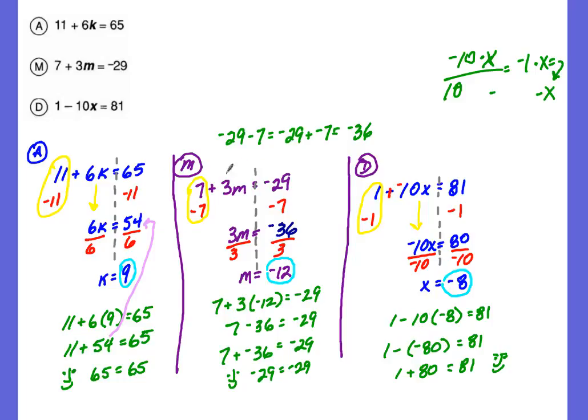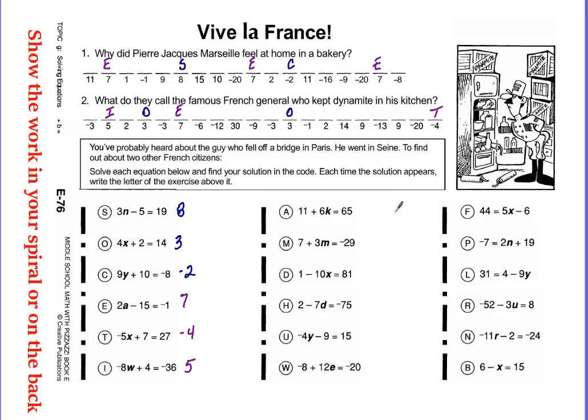So 9, negative 12, and negative 8. Let's put those into our puzzle. Spinning, spinning, getting back. There we go. So 9, negative 12, and negative 8. Everywhere you see a 9, it's an A. I would expect to have, not the negative 9. Don't fall into that trap. Oh, there was one more right there.